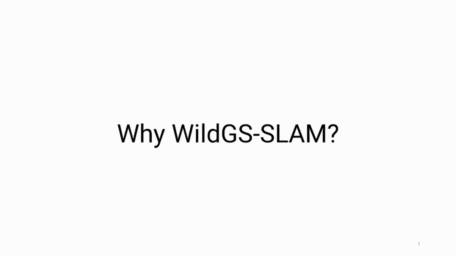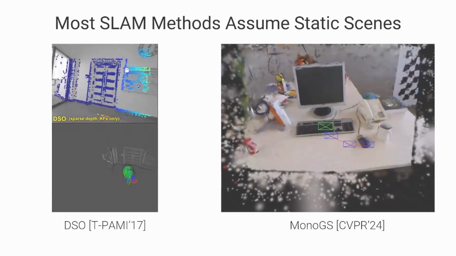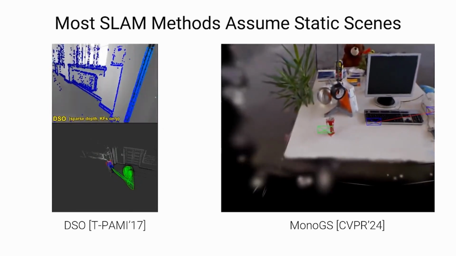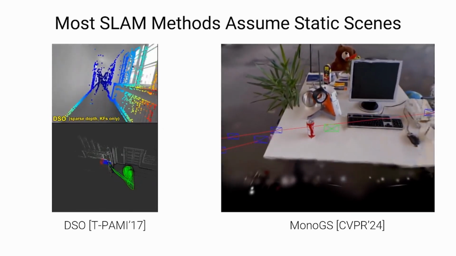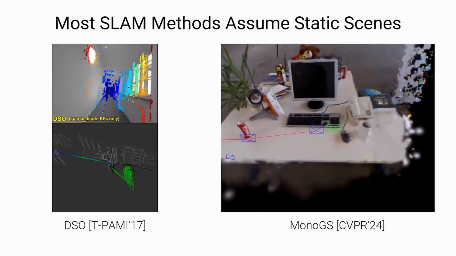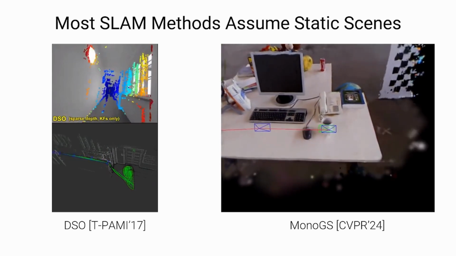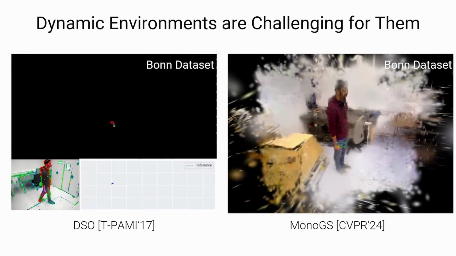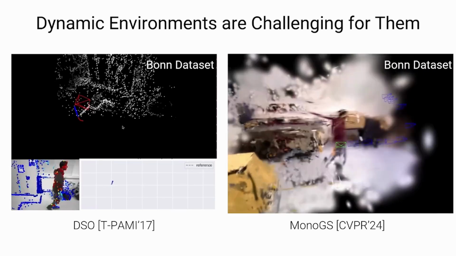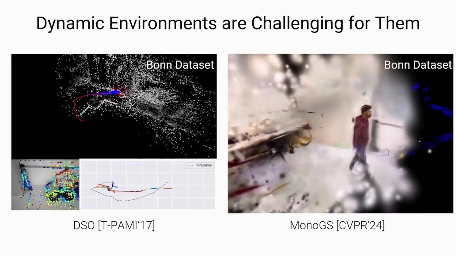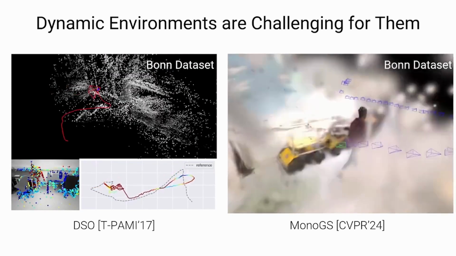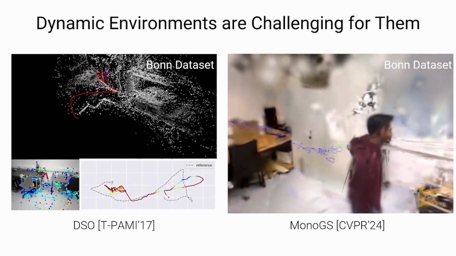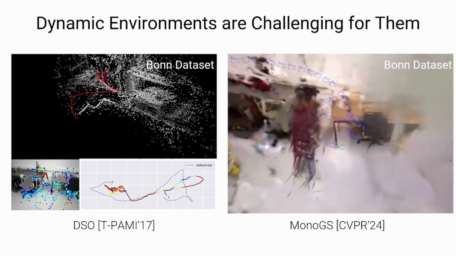So, why do we build this SLAM system? Most SLAM methods assume static scenes. Here, we demonstrate the performance of the state-of-the-art classical SLAM method DSO and the SOTA Gaussian splatting SLAM method MonoGS on static environments. However, the presence of dynamic objects can disrupt feature matching and photometric consistency, causing substantial tracking drift. As can be seen, the performance of both methods deteriorates significantly in dynamic environments.